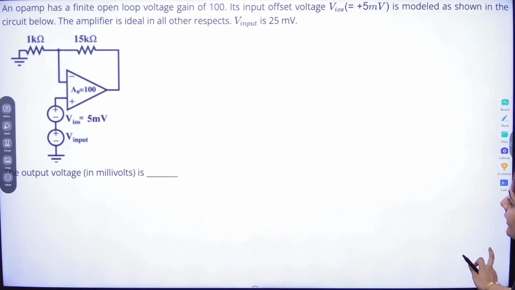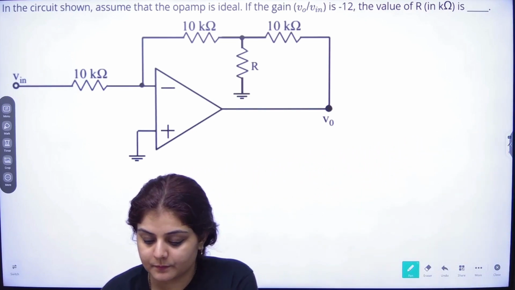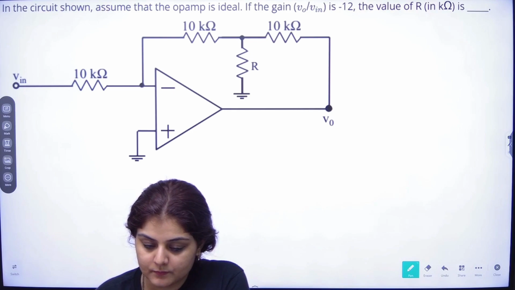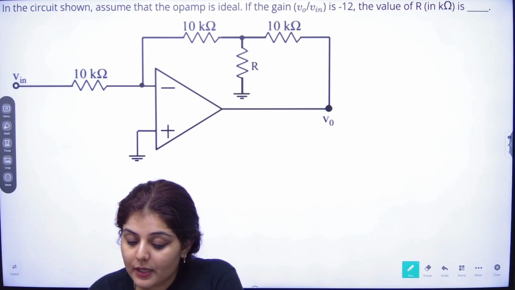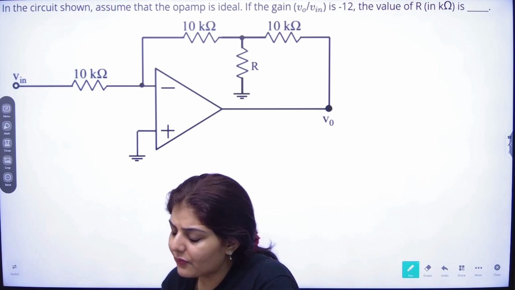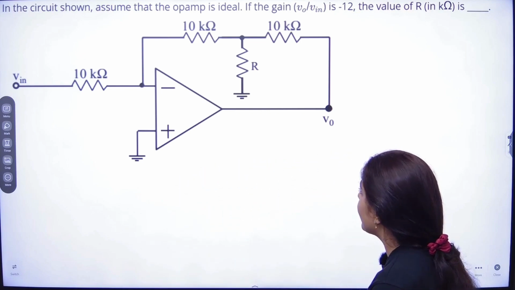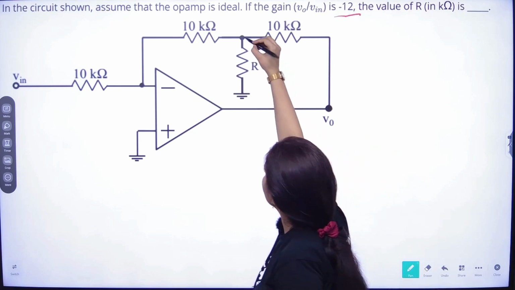Okay, moving on to the next question. The next question says that in the circuit shown, assume that the op-amp is ideal. If the gain V0 by Vin is equal to minus 12, we have to find the value of R in kilo ohms. This is a very easy question. They have given us the direct gain, and you have to find the value of this Rx.